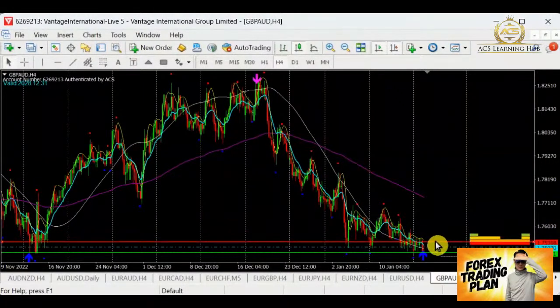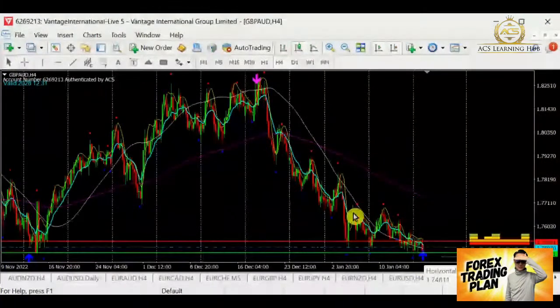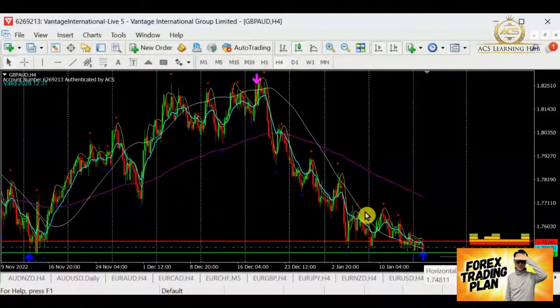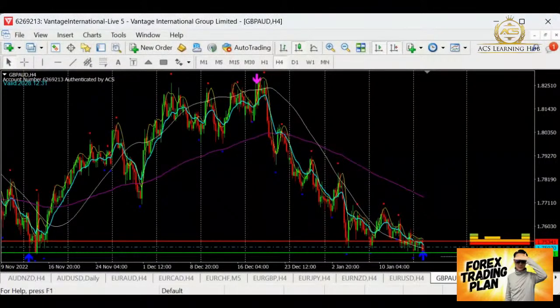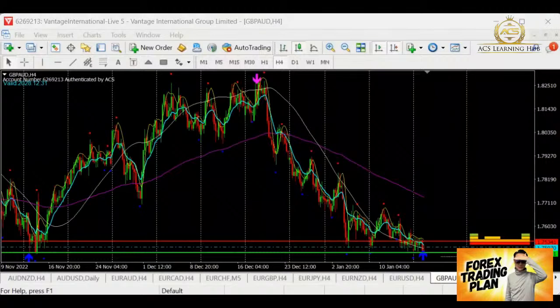This is the resistance. I'm plotting the resistance right now. So hopefully it breaks the support, retests, then we'll go for a selling. So Pound Aussie, there's something there as well for selling. I'm going to put this Pound Aussie into the watch list as well.